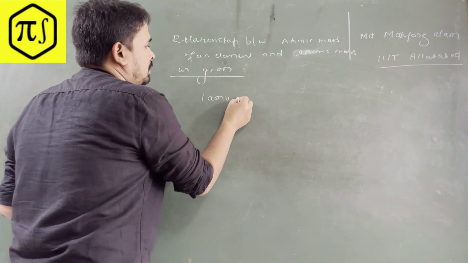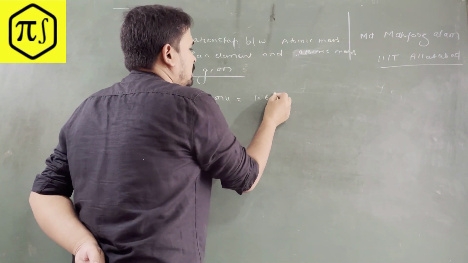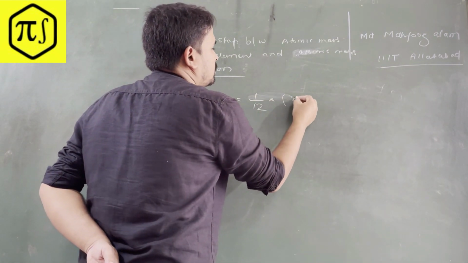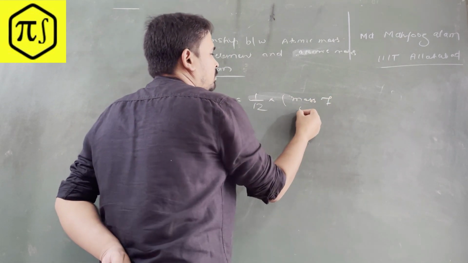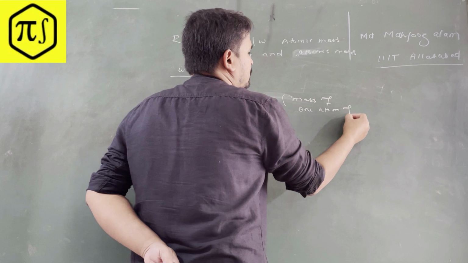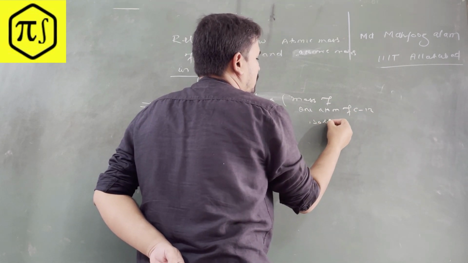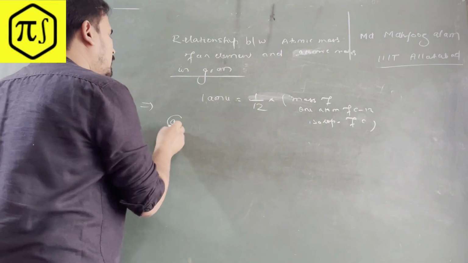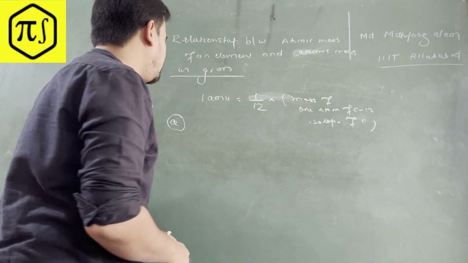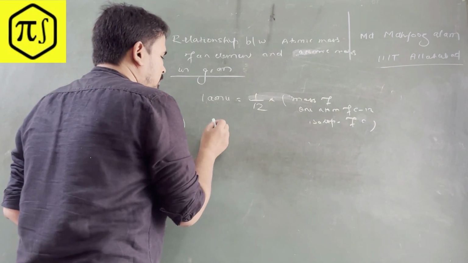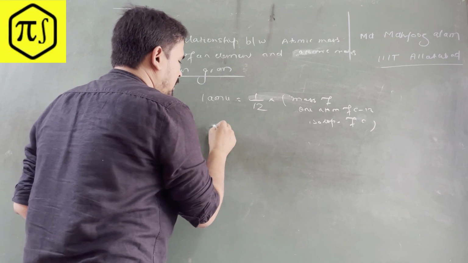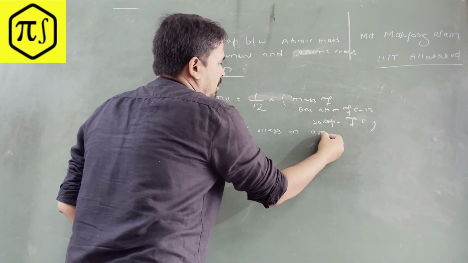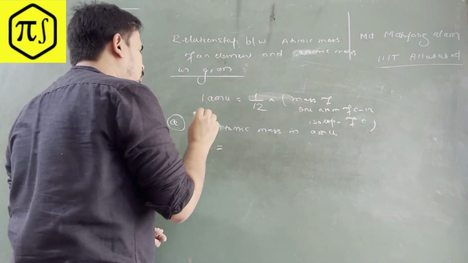1 AMU equals 1 by 12 into the mass of one atom of C12 isotope of carbon. Now see, there are two relationships. Number one, and we'll prove it. Whatever relationship comes, we'll try to prove it. So atomic mass in AMU, this is the first relationship actually.